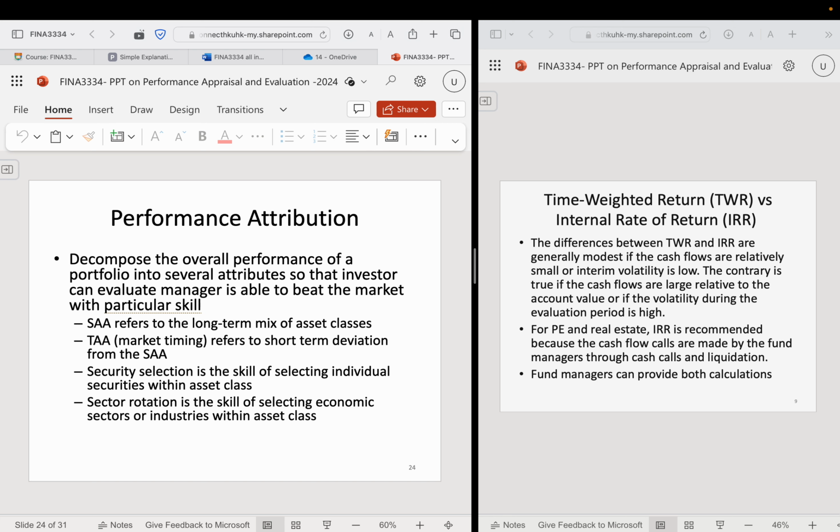And then another source of return is security selection, the skill of selecting individual securities within the asset class. Say you have a portfolio of equities, like the Hang Seng Index or S&P 500. I think that some of the stocks in the Hang Seng Index are bad and I don't want them in the portfolio, so I choose my own stocks so that I will outperform the Hang Seng Index. That is security selection.